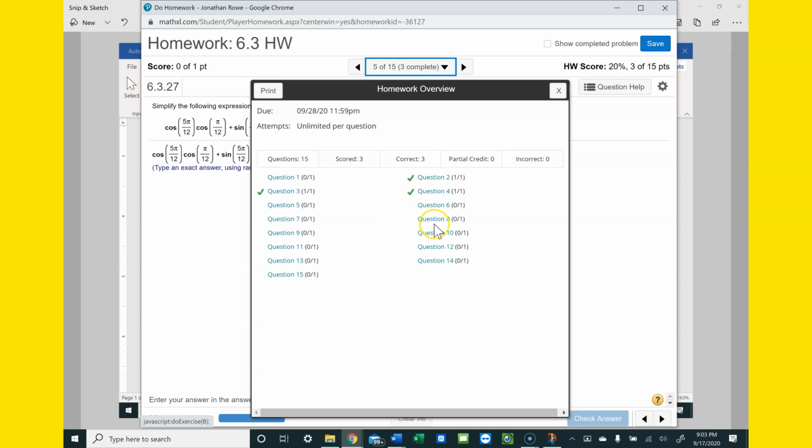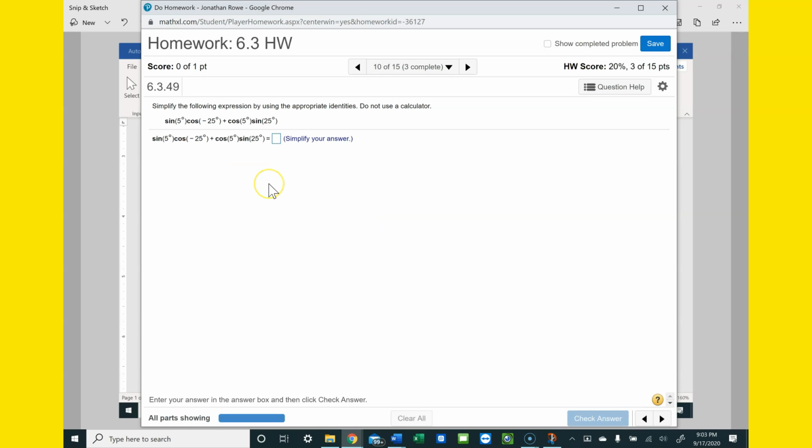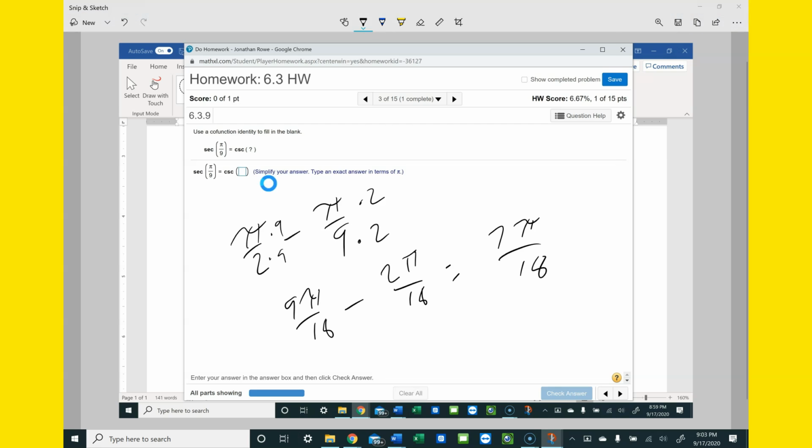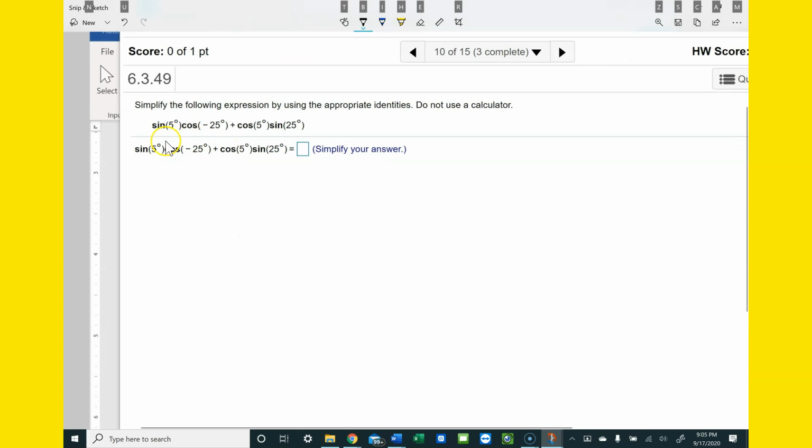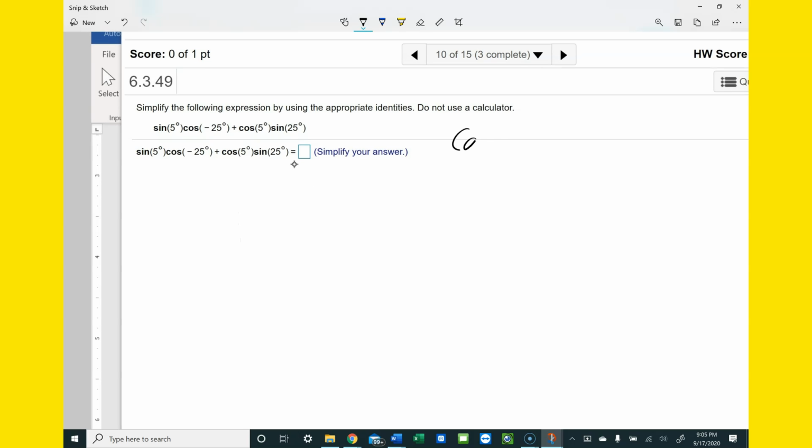Let's skip all the way to number 10. All right, so on this one, there's something weird going on. Sine 5 cosine negative 25 plus cosine 5 sine 25. So the alpha beta thing doesn't work as it's written, but we can remember the even identity where cosine of negative alpha equals the same thing as cosine of alpha. For an even function, that's the case. So we can just replace that with a positive 25, and it works the same way. So now it's sine alpha cosine beta plus cosine alpha sine beta.